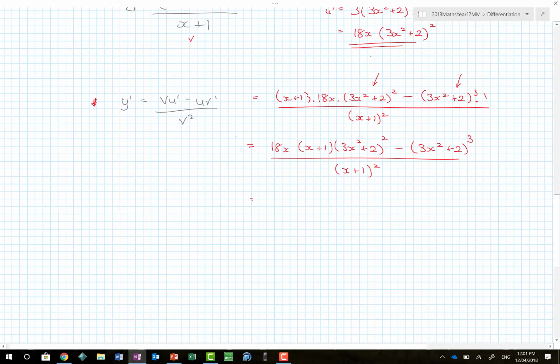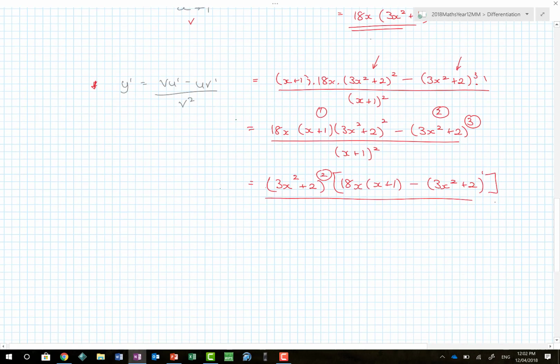Right, so let me see. What can I factorize out? Well, it would appear the only thing I can factorize out is (3x squared plus 2) to the floaty 2, right? Because that's the only thing that's common to each of these terms. There's term 1 and there's term 2. So that leaves 18x, brackets x plus 1, and I'm going to minus (3x squared plus 2). Why? Because I've taken 2 of them out, 3 of them in total. That's the floaty 1, right? That's all divided by (x plus 1) all squared.